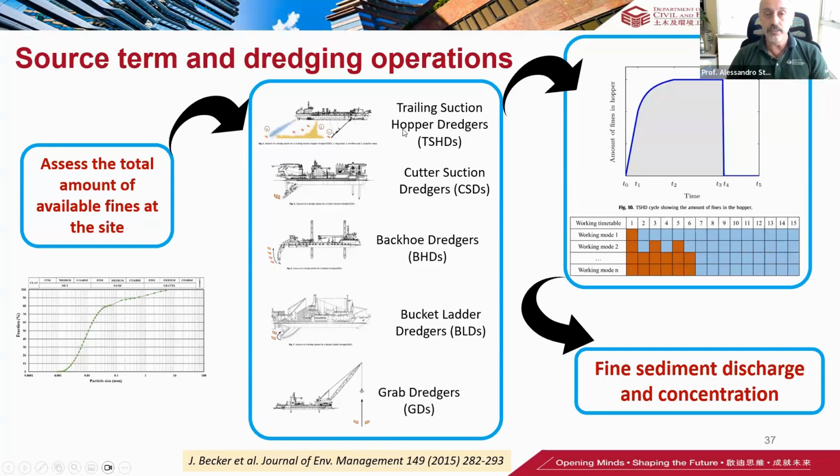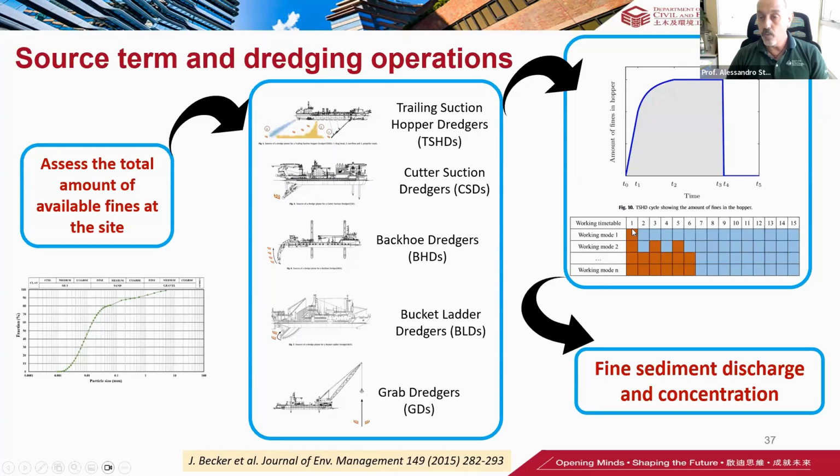I know, of course, in the design, I decided the type of dredgers: the trailing suction hopper, cutter suction, there are several ones. I know for each dredger pretty much the expected amount of sediment, fine sediment, so less than 63 microns, that will be released. I know the duty cycle. This is an example for the trailing suction hopper dredger, and I need to design also the working timetable.